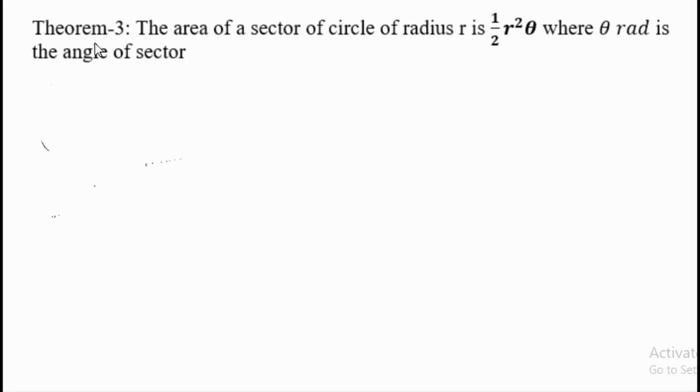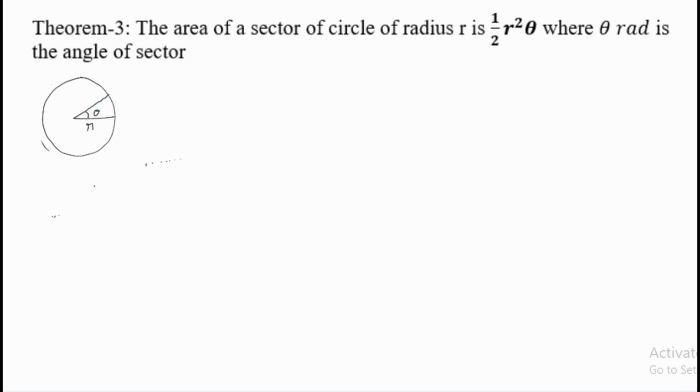So in order to prove this theorem, the area of a sector of a circle of radius r is half r square theta, where theta radians is the angle of the sector. Let us consider a circle of radius r and let this radius subtend an angle theta.